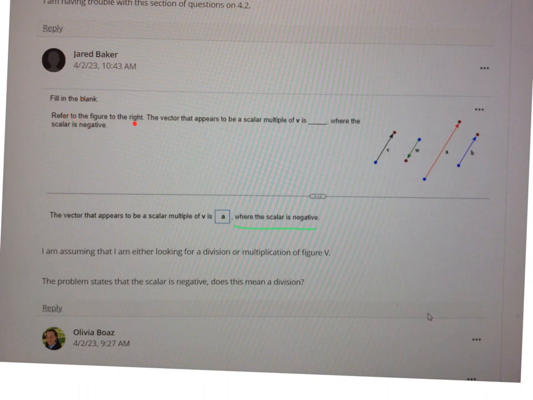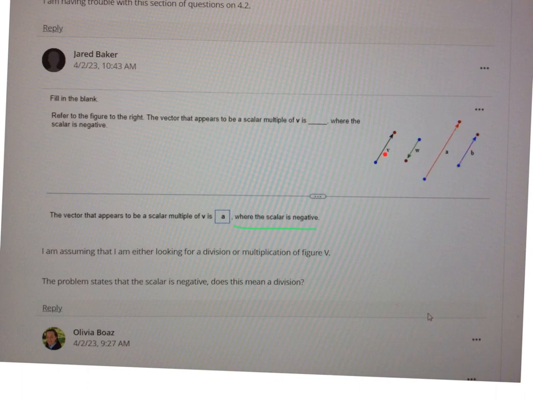Refer to the figure to the right. The vector appears to be a scalar multiple. v is blank, where the scalar is negative. And this negative scalar is negative. That's the critical part. So here's v, and you see these two.